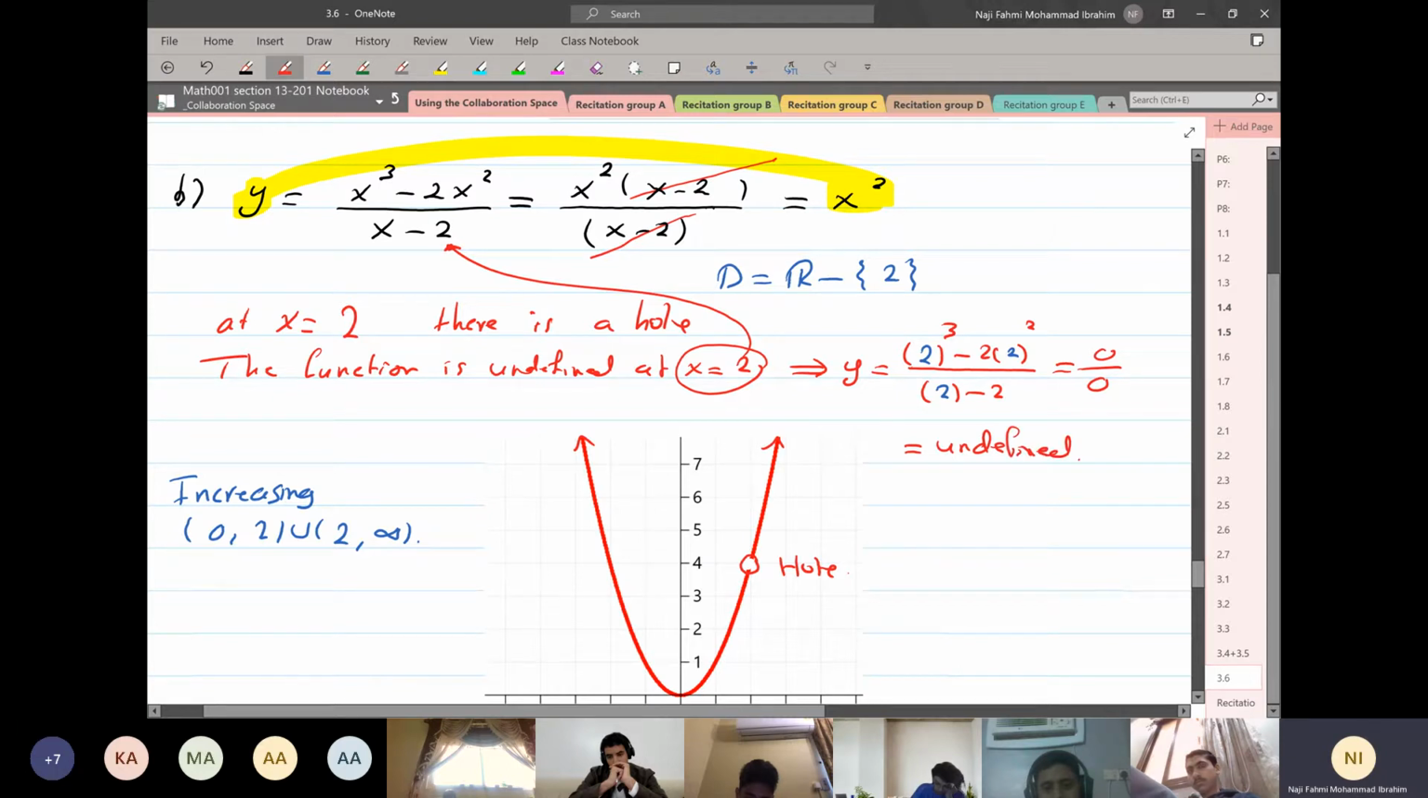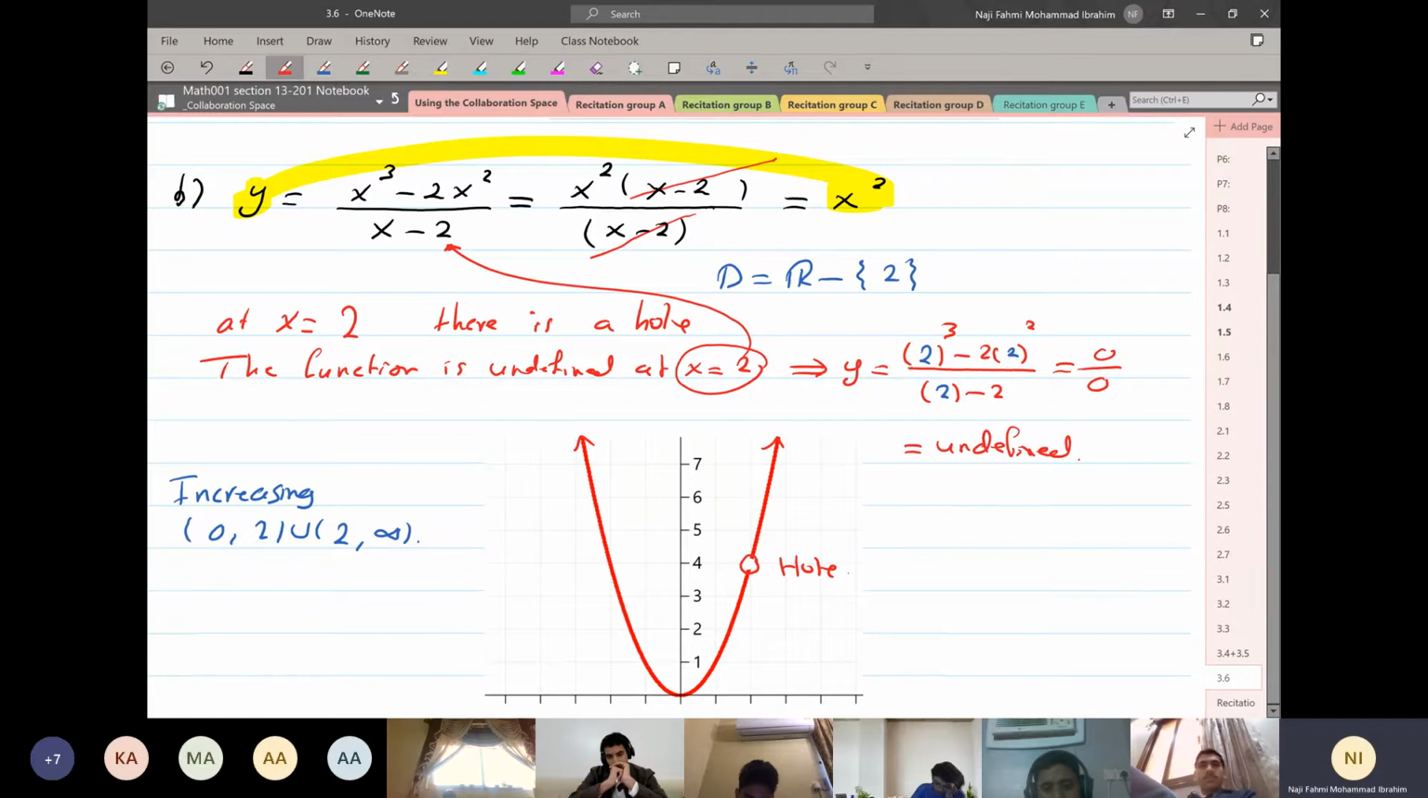So which means now at x equals 2, what do we have? We have a hole. What does it mean, a hole? It means the function is undefined at that number. Why is it undefined? Because we have substituted, and you can see the answer is undefined. Okay, Doctor, thank you. Think time. You're welcome.